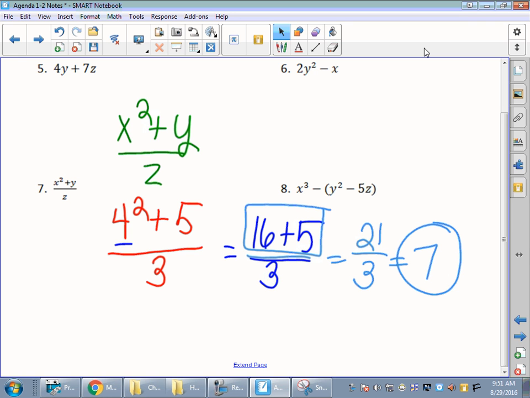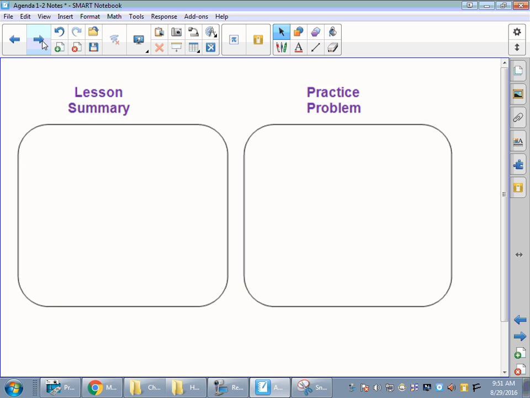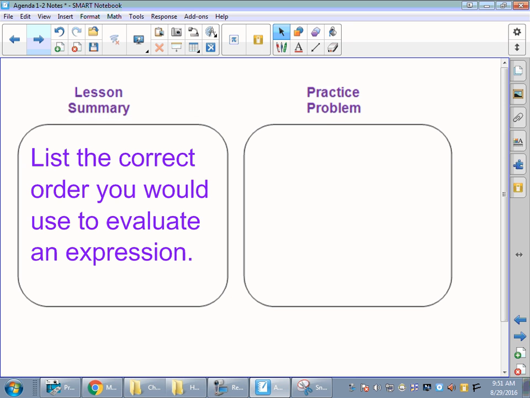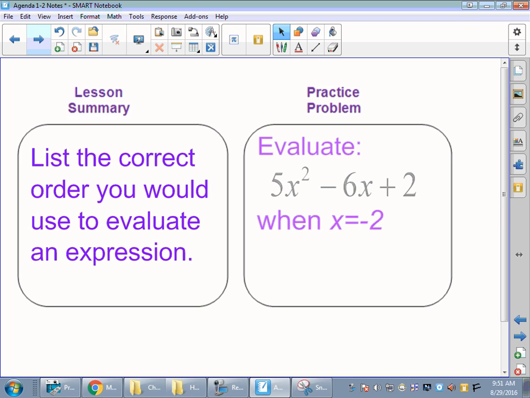So substitution, order of operations. Like I said, I know you've done this before. So I feel like if you can't get the lesson summary, we're in big trouble. We better step back. List the correct order to evaluate an expression. What order do you use? You can simplify that. But I would like you to evaluate this. 5x squared minus 6x plus 2. When x is negative 2, please be very, very careful when you're doing your exponents. All right, make sure, just giving you a heads up on that.